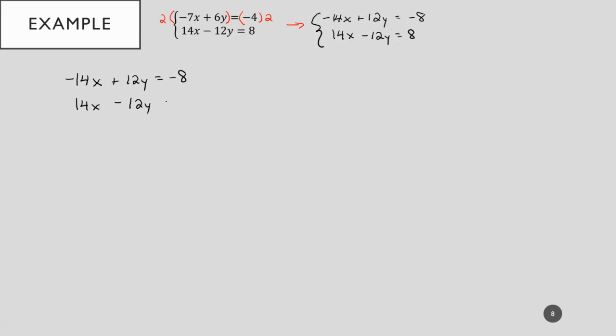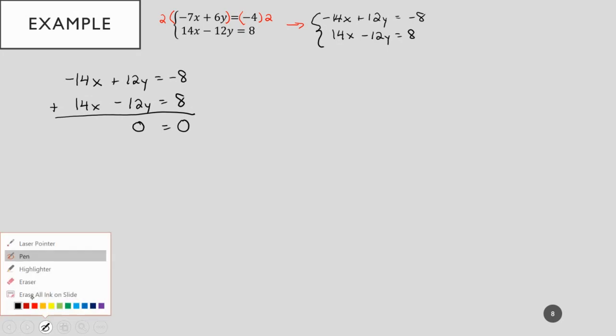14x minus 12y equals 8. So when I add these equations together, negative 14 plus 14 is 0, and 12 minus 12 is 0. So everything on the left cancels, so I'm going to just write 0. On the right, we have negative 8 plus 8. That is also 0. So we got 0 equals 0.